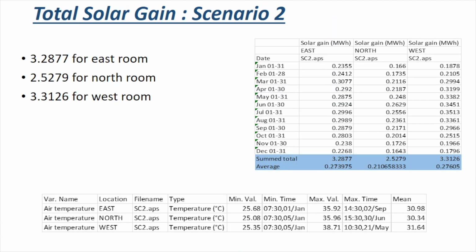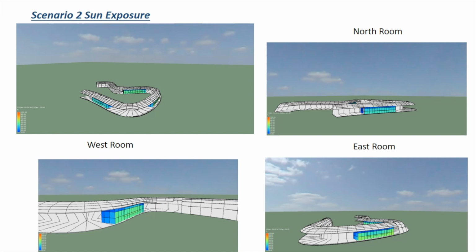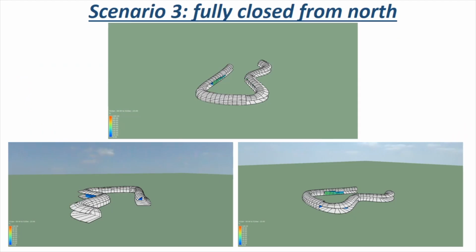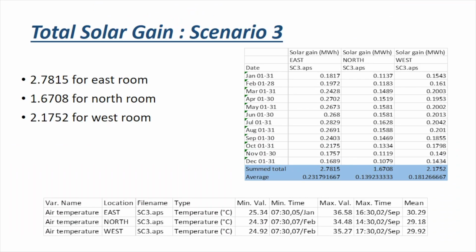For Scenario 2, the total solar gain was measured to be 3.287 for the East Room, 2.527 for the North Room, and 3.312 for the West Room. In Scenario 3, the North Room sees almost no sun and appears all in blue contours, and the solar gain was measured to be 2.781 for the East Room, 1.670 for the North Room, and 2.175 for the West Room.